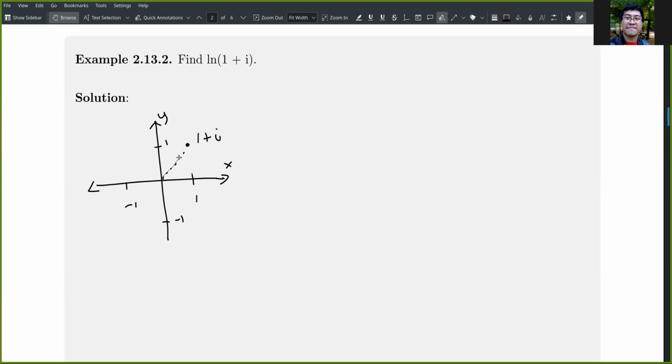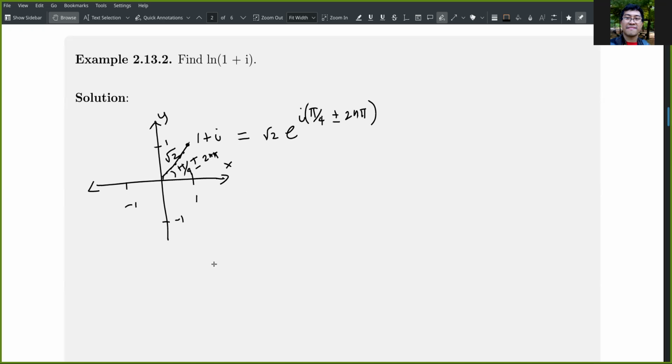The magnitude is here 1 squared plus 1 squared, that's square root of 2, so the magnitude is square root of 2. The angle here, we know that this is pi over 4, but you can add or subtract 2n pi. That would just be the same, plus minus 2n pi. So 1 plus i can be written as square root of 2 e to the power of i pi over 4 plus minus 2n pi.